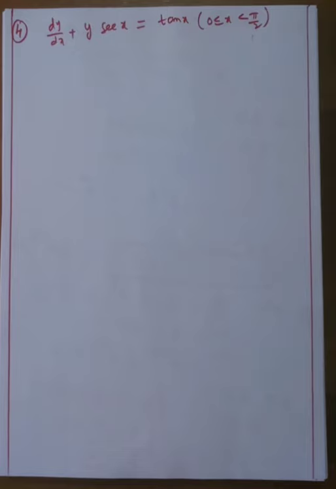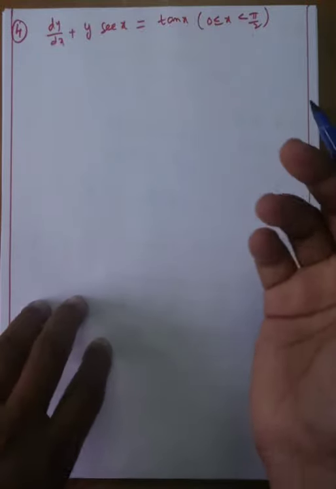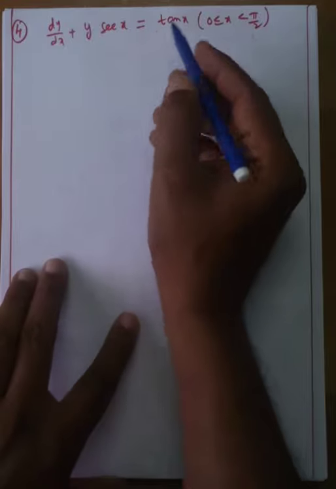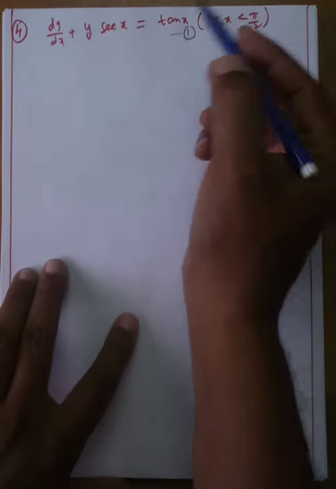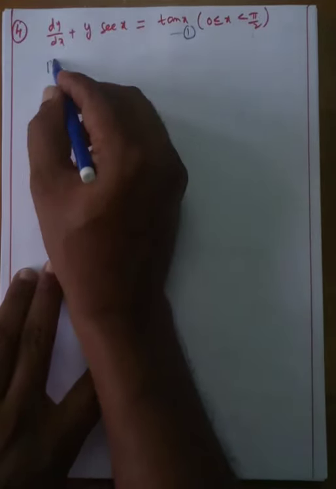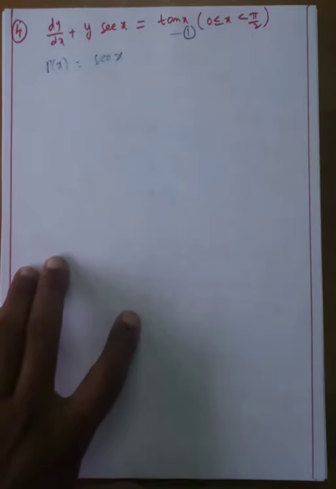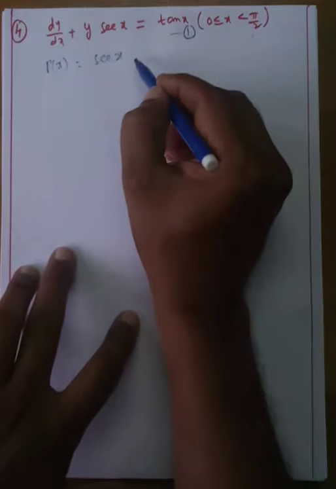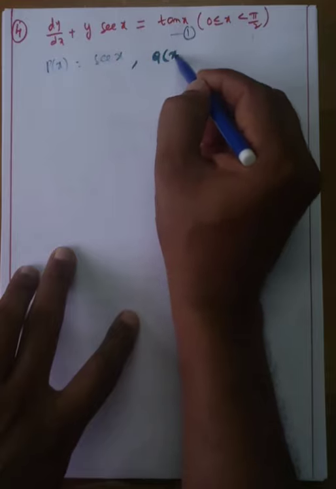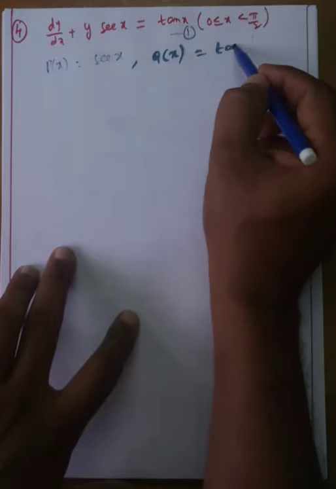Now we are going to the next problem: dy by dx plus y secant x is equal to tan x. Very important, where x lies between 0 to pi by 2, the first quadrant. This is equation number 1. P of x is equal to secant x, and Q of x is equal to tan x.